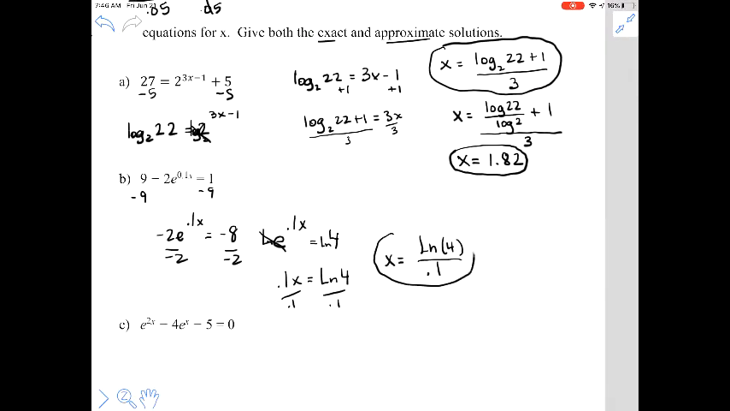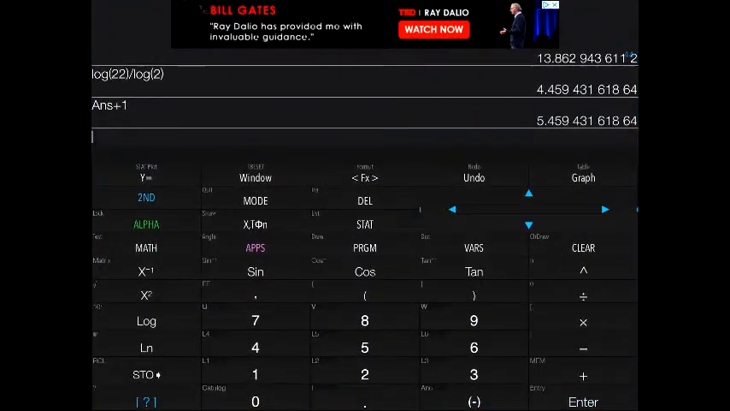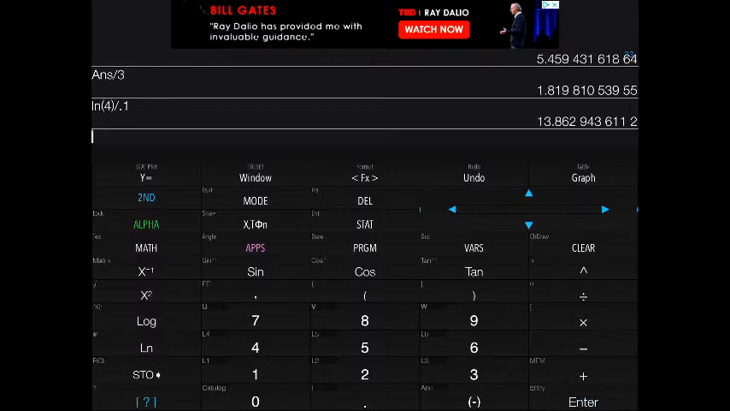That's my exact form of the solution. Now the approximate is going to be on a calculator. Natural log of 4 divided by 0.1. That's 13.86.